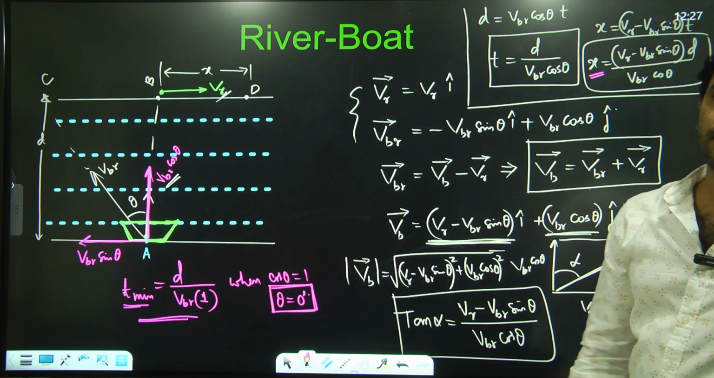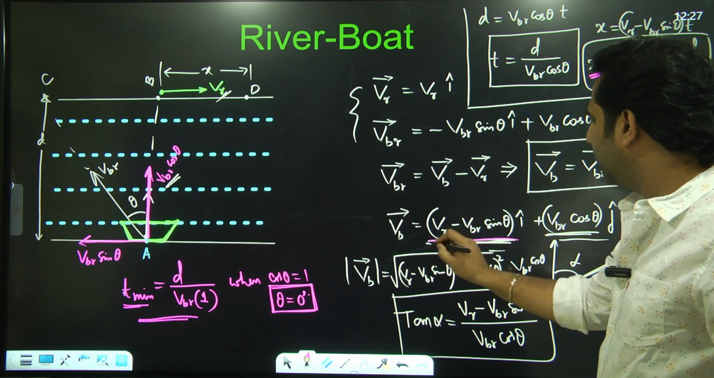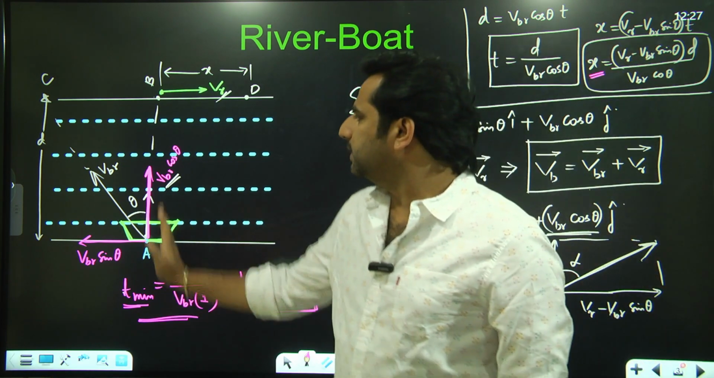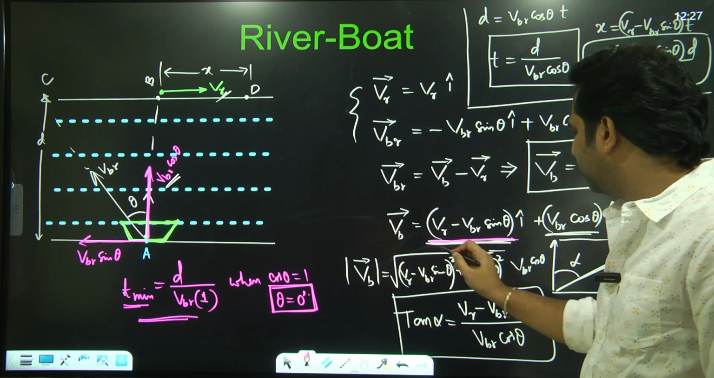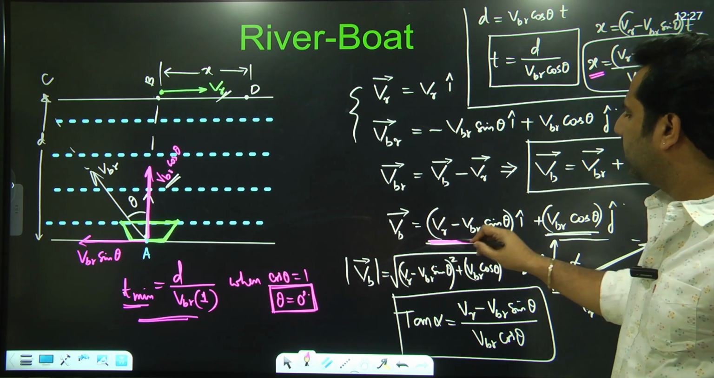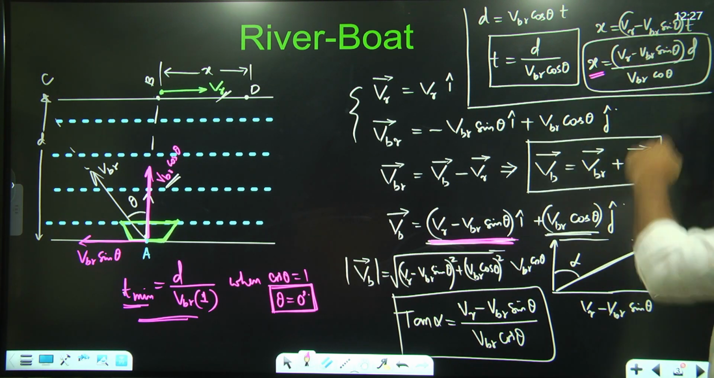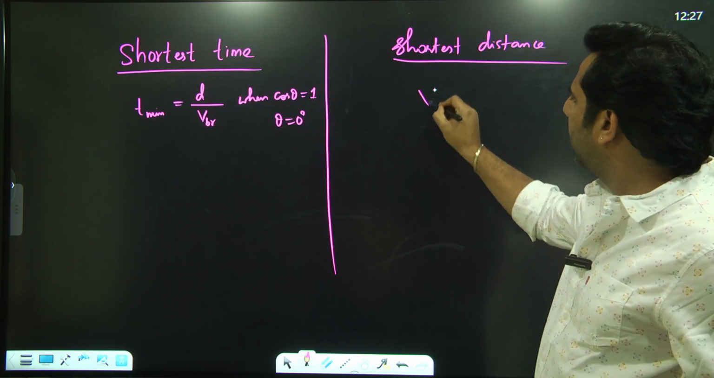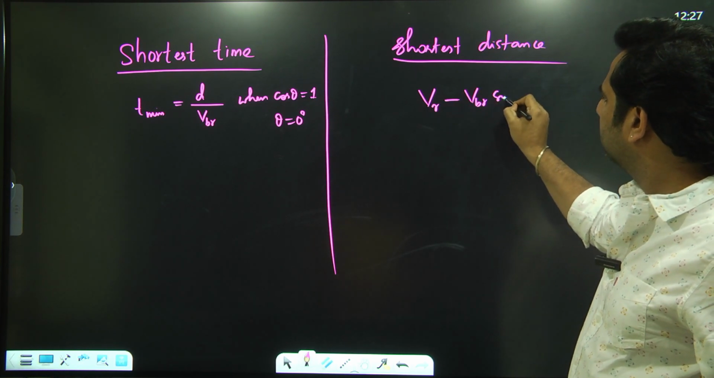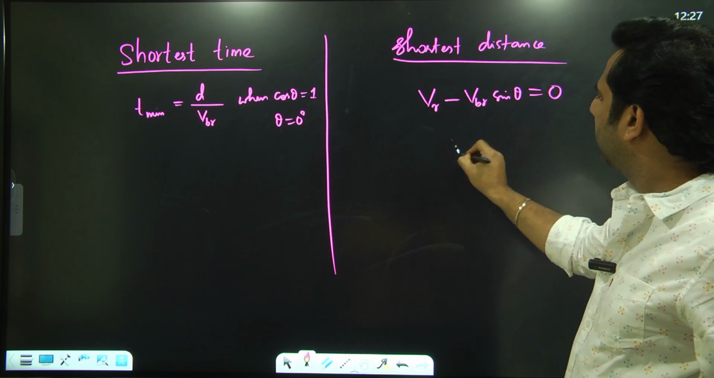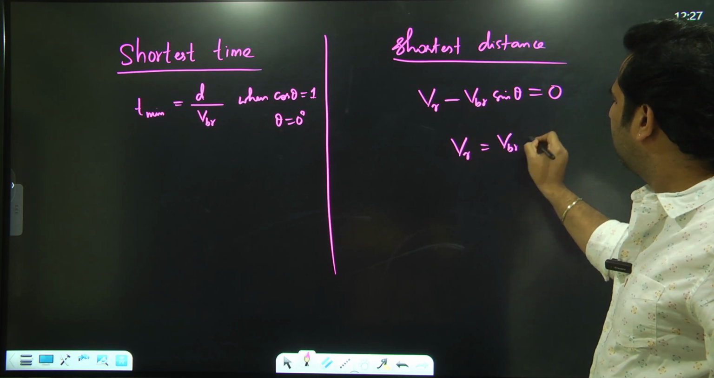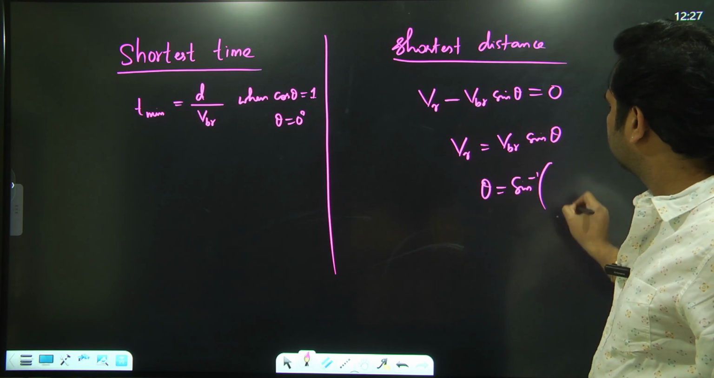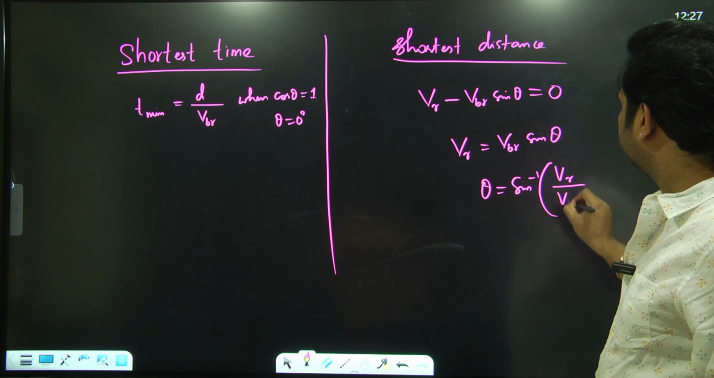This drift x is 0, or the horizontal velocity VR minus VBR sin theta must be 0. Obviously, the velocity of the boat as seen from the ground should be straight along the vertical. The horizontal component must be 0. So what we get is VR minus VBR sin theta is 0, or VR is equal to VBR sin theta. So theta is sine inverse of VR by VBR.